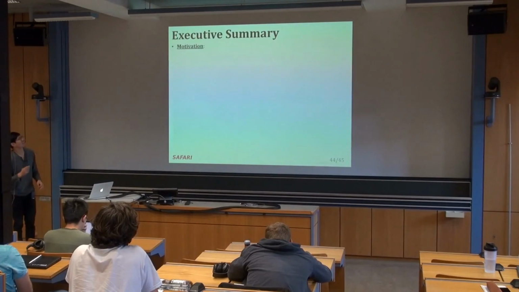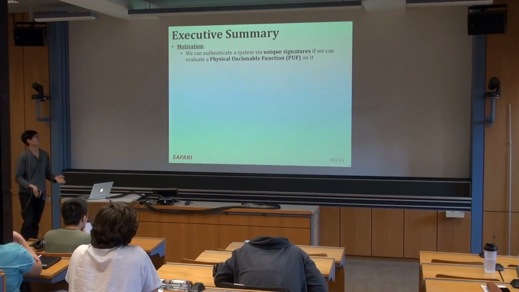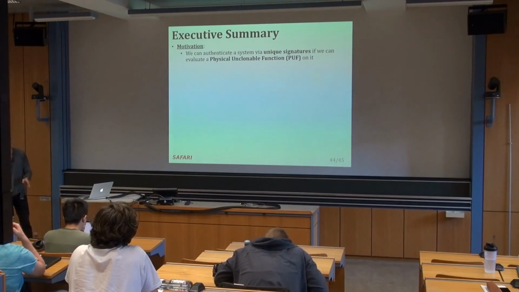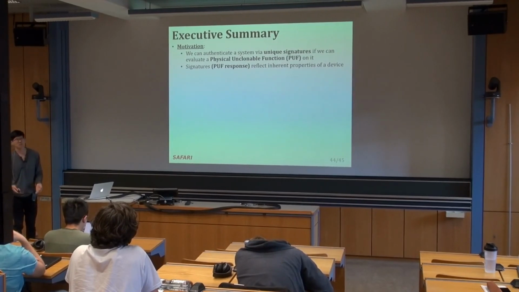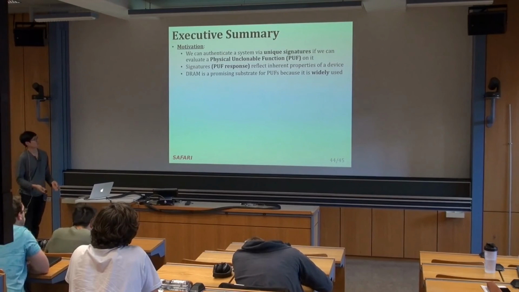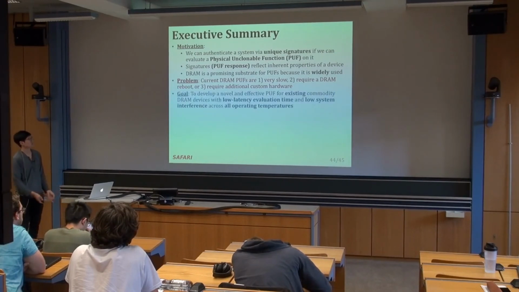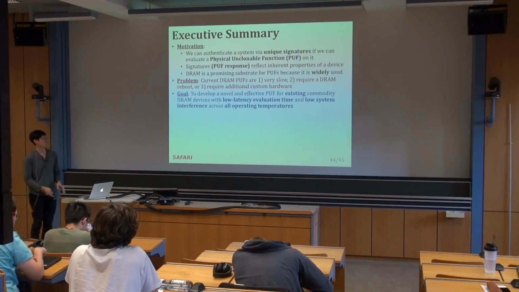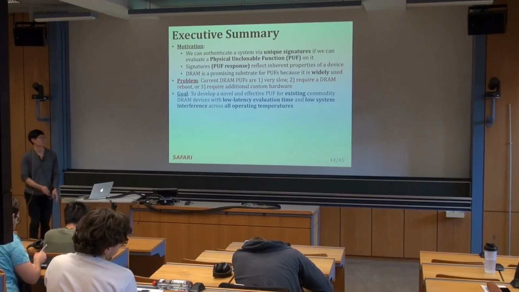So in summary, our motivation is that we want to be able to authenticate a system via unique signatures if we can, using a physical unclonable function or a PUF, and these signatures reflect the inherent properties of the device. And DRAM is a promising substrate for PUFs because it's widely used. And current DRAM PUFs are very slow, require DRAM reboot, or require additional custom hardware. And so we wanted to develop a novel and effective PUF for existing commodity DRAM devices with low latency evaluation time and low system interference across all operating temperatures.